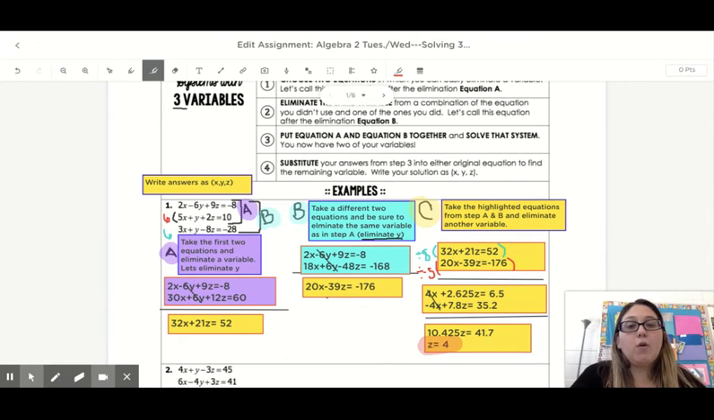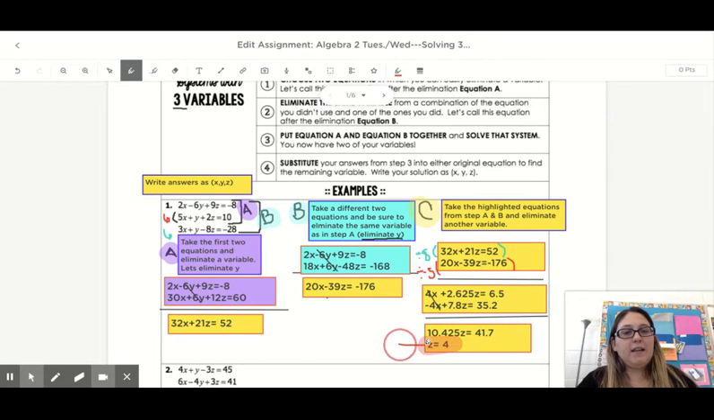And so you want to take that and you want to plug it in to one of the yellow equations, because the yellow equations have only two variables. It has an x and a z. And since I have z now, I can find x really easily. And so if I just take this z and plug it in here, I can find x. So that's what I'm going to do next, okay?